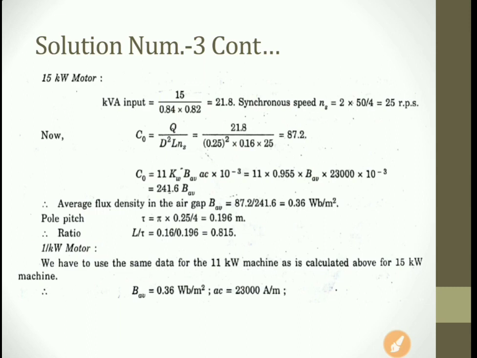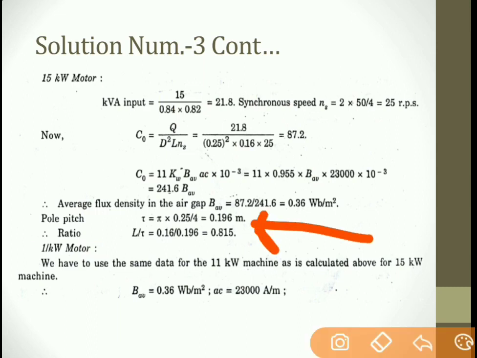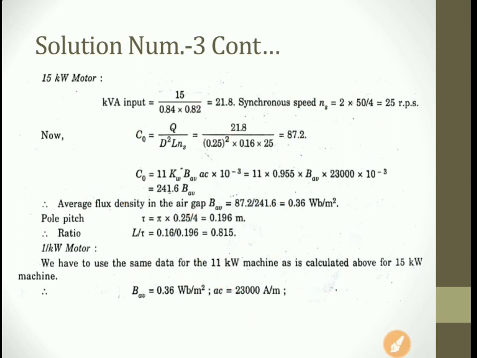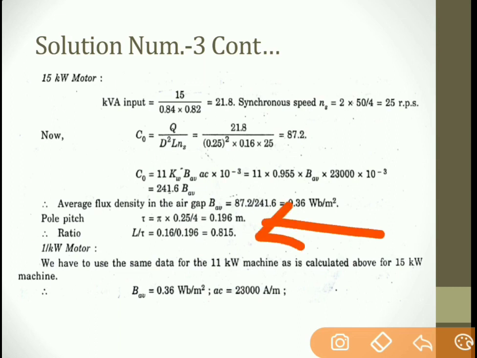So if I put those, I will get tau equals what? Pi into d value, 0.25, divided by the number of poles, 4. So if I put that, that equals 0.196 meter, the pole pitch tau. Then again the ratio L by tau.